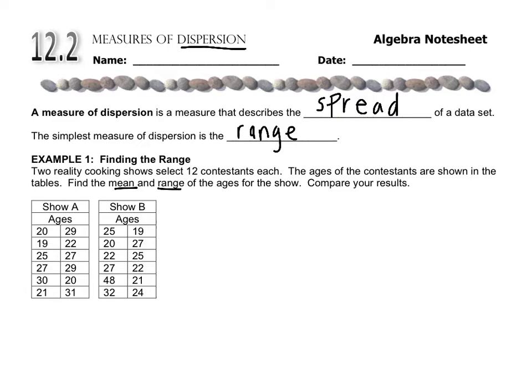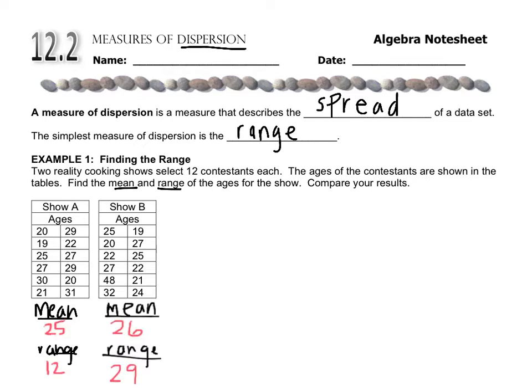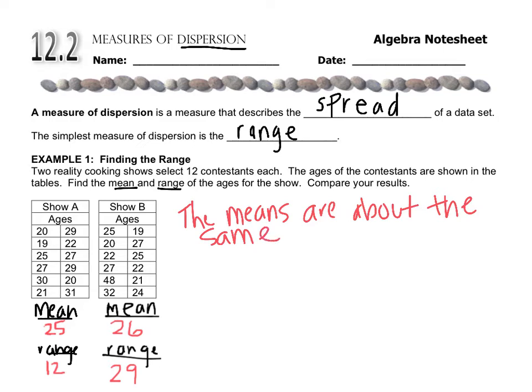And pause the video. I want the mean and the range for each show. Pause. So if you look at their means, their average age is about the same. However, the spread of ages in show B is much larger because the range is larger.